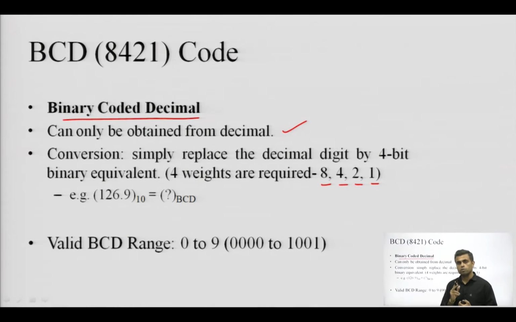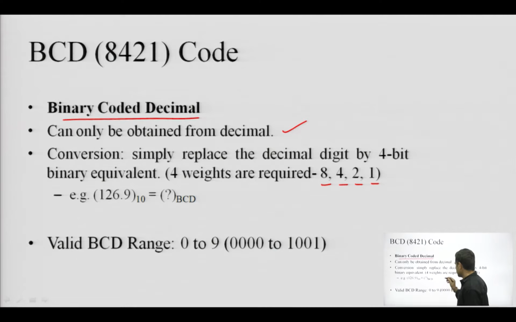But that octal number has to be converted into decimal first before going to the BCD thing. So, let us suppose we are provided with the number 126.9 in decimal and we have to write the BCD for this. So, the rule says that replace each decimal digit by its 4-bit binary equivalent.